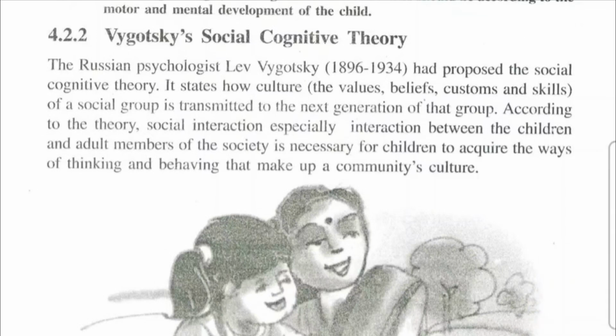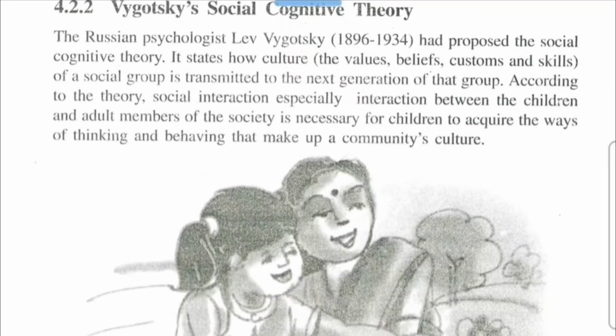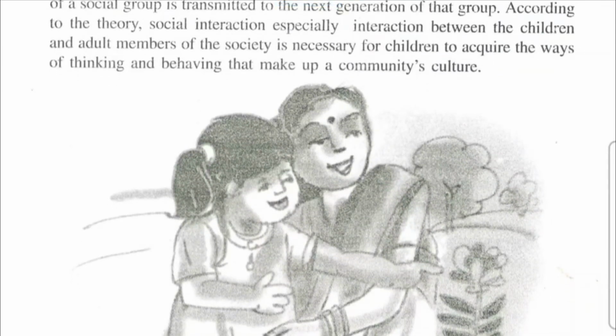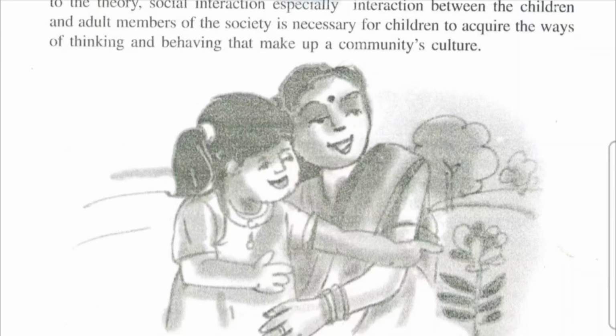4.2. Vygotsky's social cognitive theory. The Russian psychologist Lev Vygotsky, 1896-1934, proposed the social cognitive theory. It explains how culture, the values, beliefs, customs, and skills of a social group, is transmitted to the next generation of that group. According to the theory, social interaction, especially interaction between children and adult members of society, is necessary for children to acquire the ways of thinking and behaving that make up a community's culture.